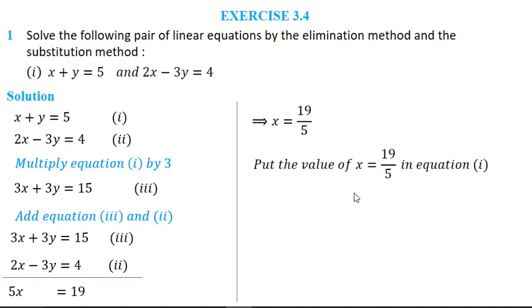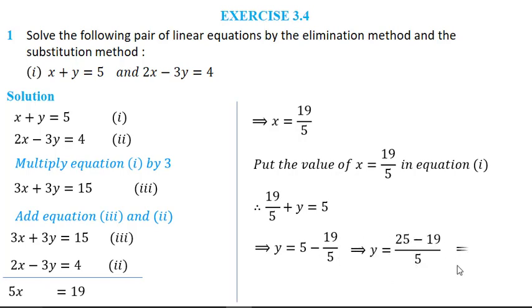Now this value of x, 19 upon 5, I will put either in equation 1 or equation 2. As equation 1 is simple, I will put the value of x, 19 upon 5, in equation 1. So I get 19 upon 5 plus y is equal to 5. After simplification, the value of y will be 5 minus 19 upon 5. So 5 5s are 25, 25 minus 19 whole divided by 5, that gives me the answer 6 upon 5.